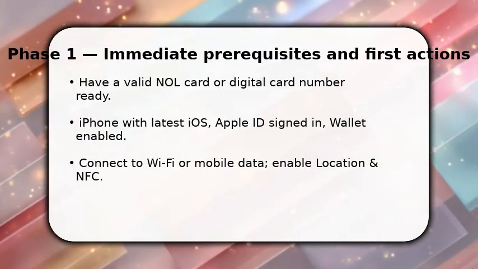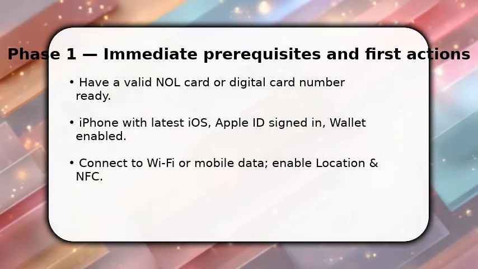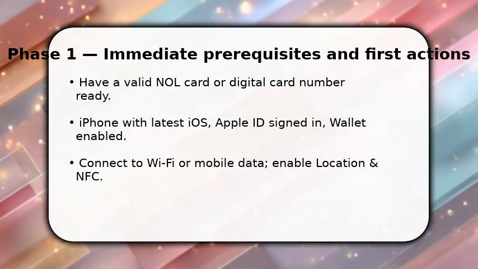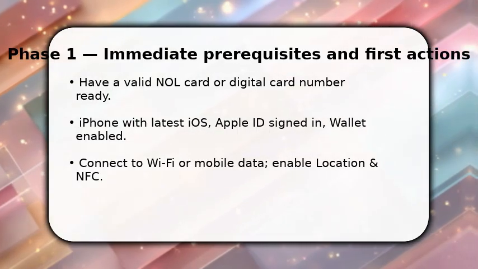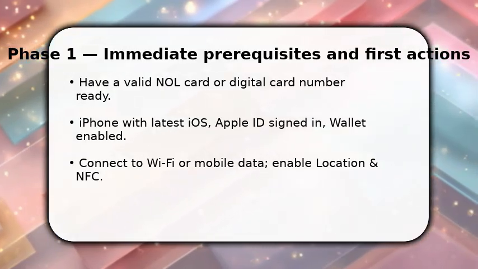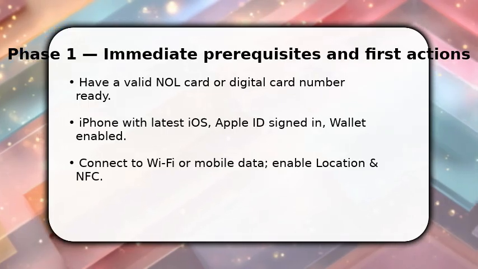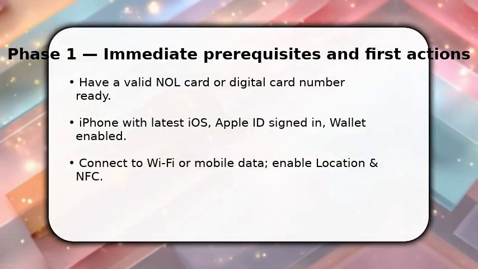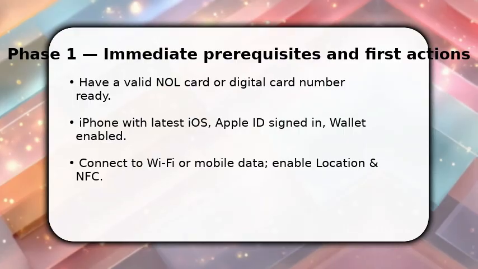You begin by confirming prerequisites and initiating the add process. Make sure your NOL card details are accessible. Open the Wallet app, tap the plus sign, and choose to add a transit card. You do this because Wallet needs the card ID to link balances and travel permissions.